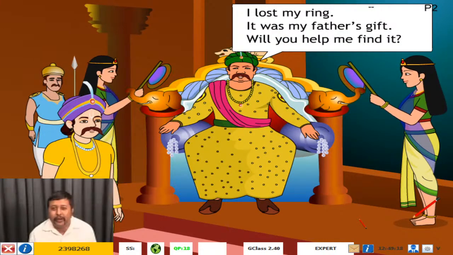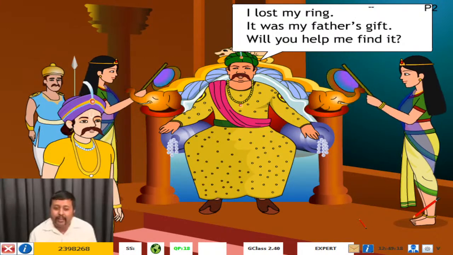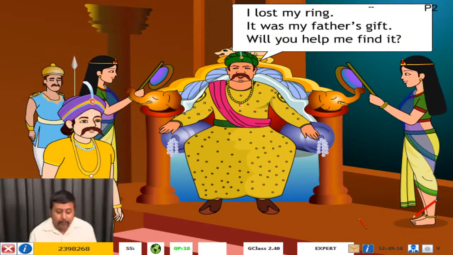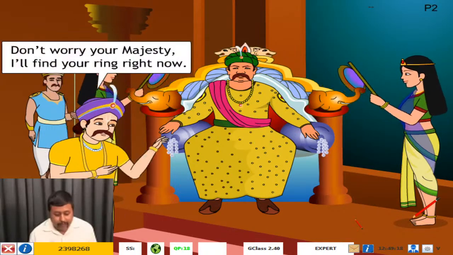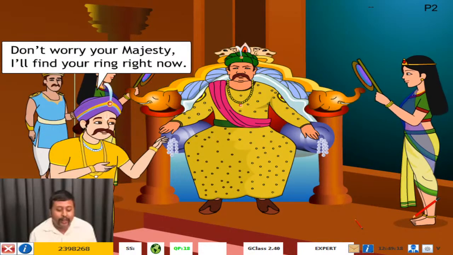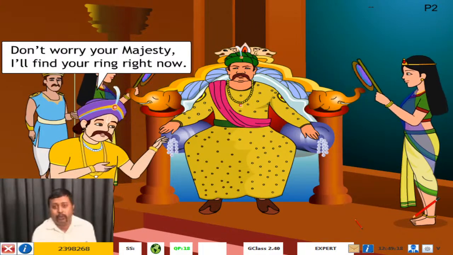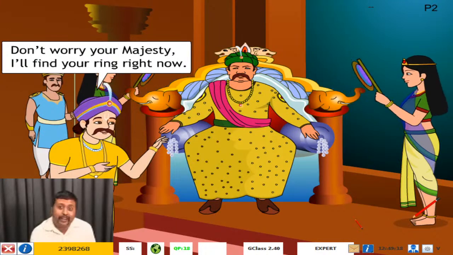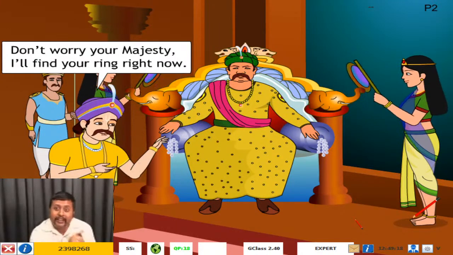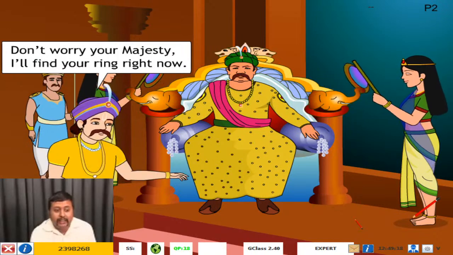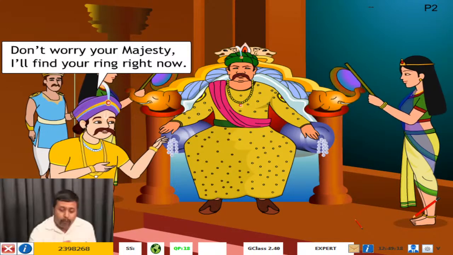With a heavy heart, দুখেৰে ৰজাই ক'লে, I lost my ring. It was my father's gift. Will you help me find it? মই মোৰ আঙুঠিটো হেৰুৱাই পেলালো. এইটো মোৰ দেউতাৰ উপহাৰ আছিল. তুমি মোক এইটো বিচাৰি পোৱাত সহায় কৰিবা জানো? Will you help me? কৰিবা বাৰু? Don't worry, Your Majesty. I'll find the ring right now. So the person, probably Birbal, was very confident. Don't worry, Your Majesty. I'll find your ring right now.